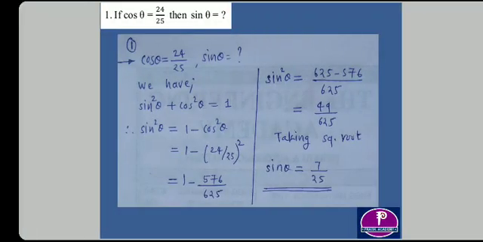Okay, so let's start with the first example. The first example is, if cos theta is equal to 24 upon 25, then what is the value of sin theta? Then we can solve this problem by two methods. Okay, here is the first method.